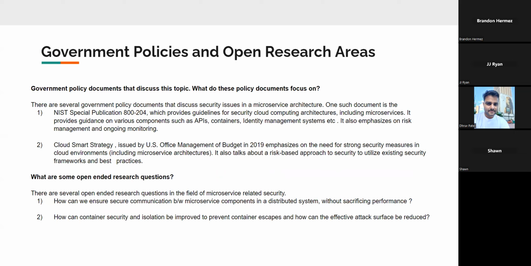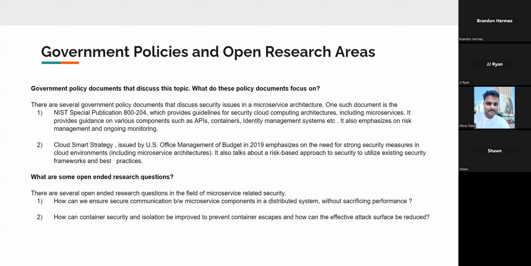There is another document called the Cloud Smart Strategy issued by the US Office of Management and Budget in 2019, which emphasizes the need for strong security measures in cloud environments, including microservice architectures. It also talks about a risk-based approach to security to utilize existing security frameworks and best practices.